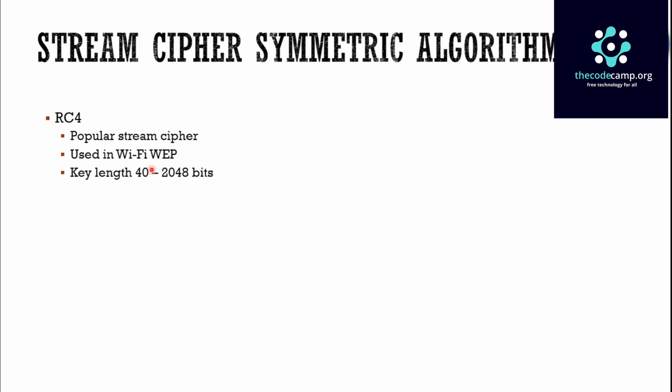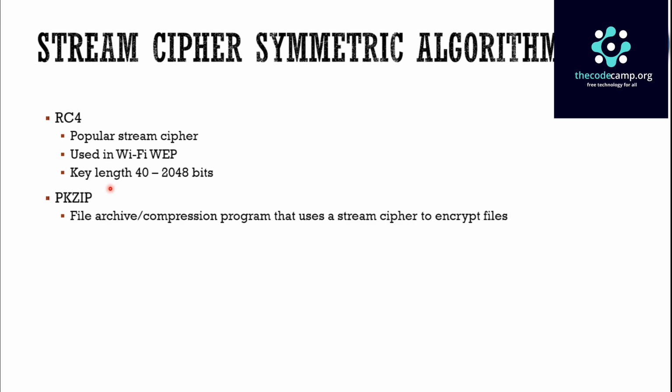Then there's PKZip. This is a compression program that uses a stream cipher to encrypt files. Now, although we use it for data at rest, it is a stream cipher. It's an archive compression program, so when you encrypt a zip file, it will use a stream cipher to do the encryption.